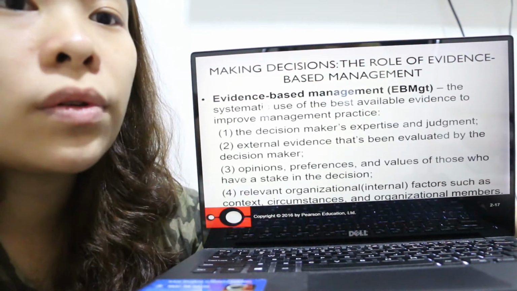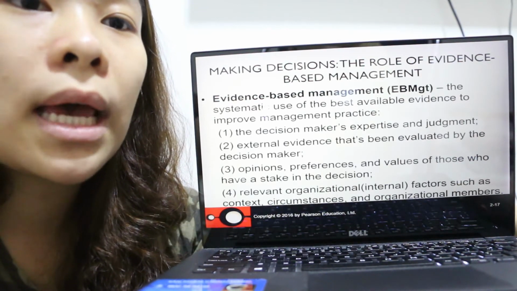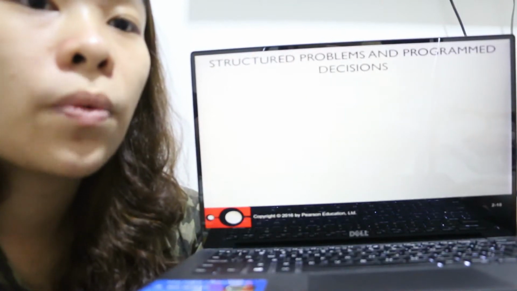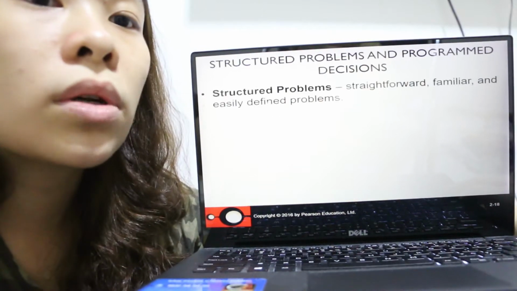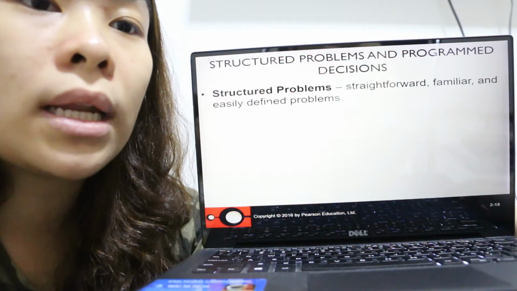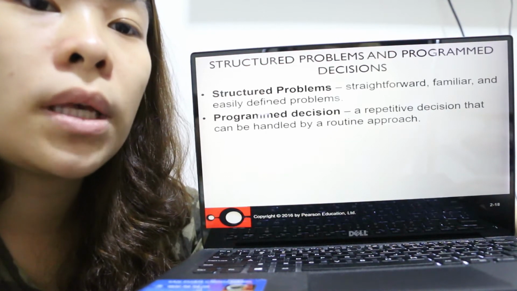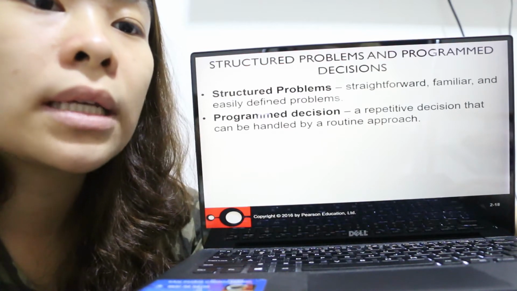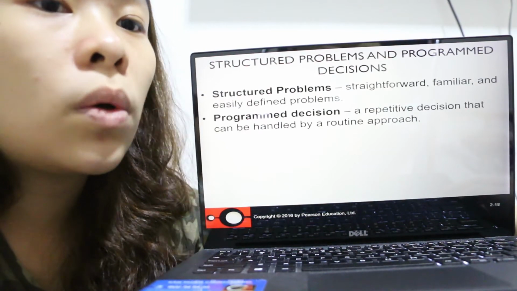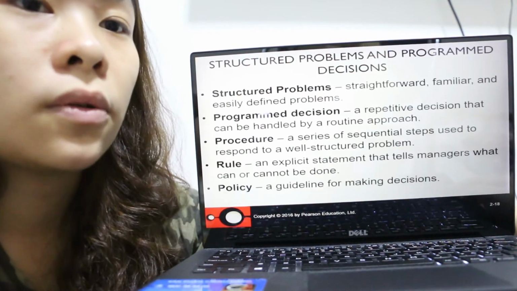Now, I will move to another part to show you more kinds of problems and decisions. The first one is structured problem and programmed decision. Structured problems are problems that are straightforward, familiar, and easily identified. Programmed decision means a repetitive decision that can be handled by a routine approach. We will know more about procedure, rule, and policy too.